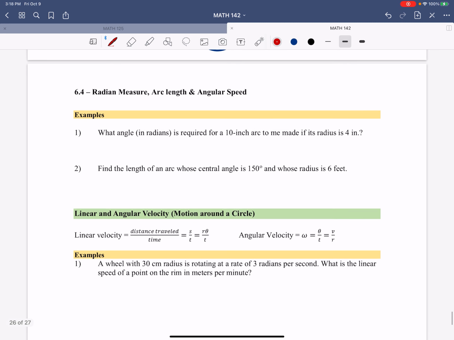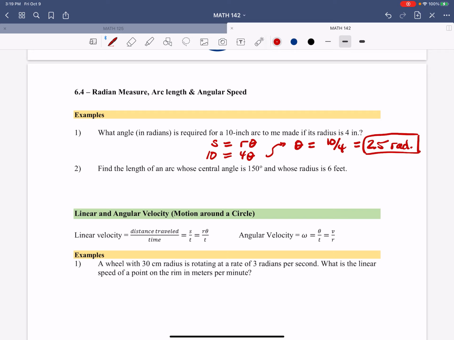So let's look at this question. What angle in radians is required for a 10-inch arc to be made if the radius is 4? Now we could draw a picture, but we know that this follows S equals R theta. We know that our arc is 10 inches long and our radius is 4. So that tells you that the angle has to be 10 over 4, which is 2.5. And again, that is 2.5 rad. RAD is the official abbreviation for radians. So there we have it.